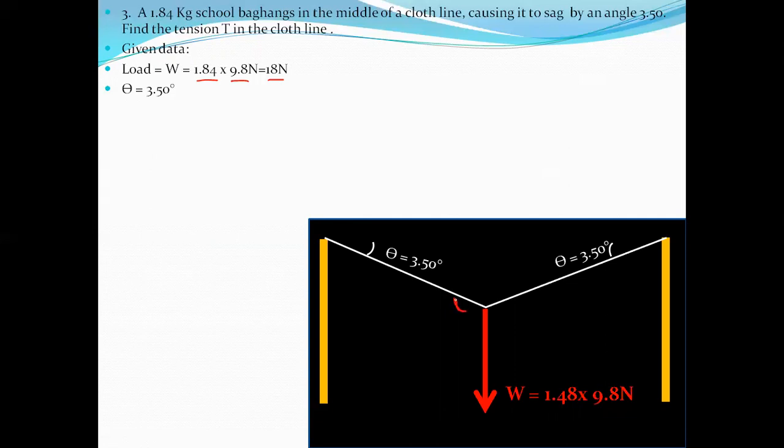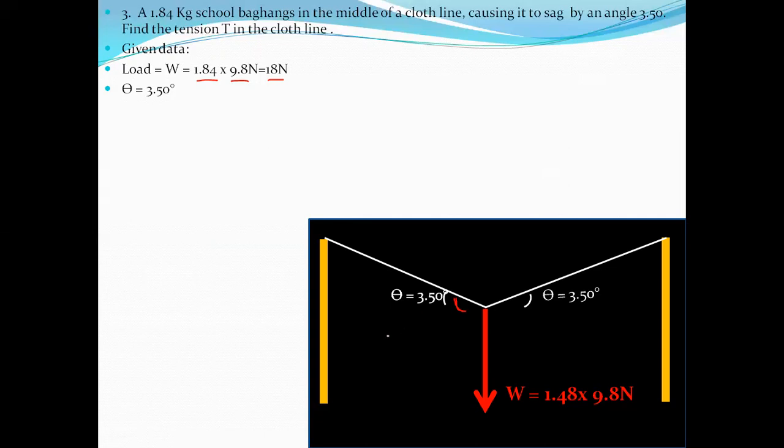This is the angle with the horizontal. This is called alternate angles. These angles are also the same. So we can say that these angles are also 3.5 degrees. Removing the above angles, we get angle theta on both sides of the wire as shown, which is 3.5 degrees.